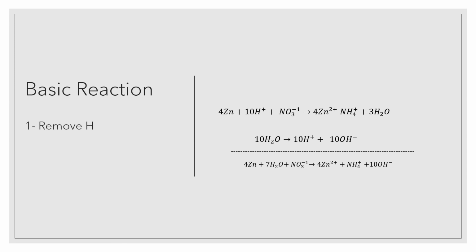In a reaction, whenever we see that the reaction produced hydroxide ions, we say that this is a basic reaction. So in this case, we have 10 hydroxide ions at the end of the last reaction, so we can just say that this is a basic reaction.